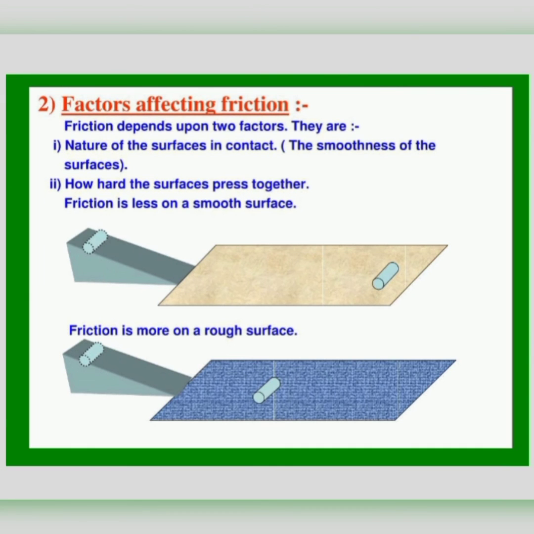Once again, what are the factors affecting friction? Friction depends upon two factors. The first is the nature of the surfaces in contact. That means friction is less on a smooth surface and more on a rough surface. What is the second factor? It is how hard the surfaces are pressed together. That means if a body has more weight, it experiences more frictional force. If a body has less weight, it experiences less frictional force.